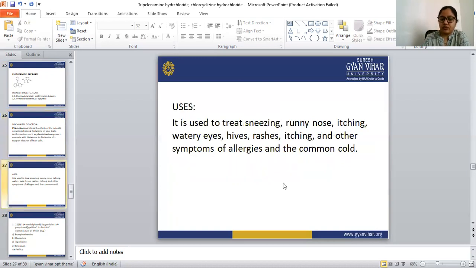And let's see the uses of phenindamine. Phenindamine is used to treat sneezing, runny nose, itching, watery eyes, rashes, and other symptoms of allergy and the common cold. So these are the uses of phenindamine.